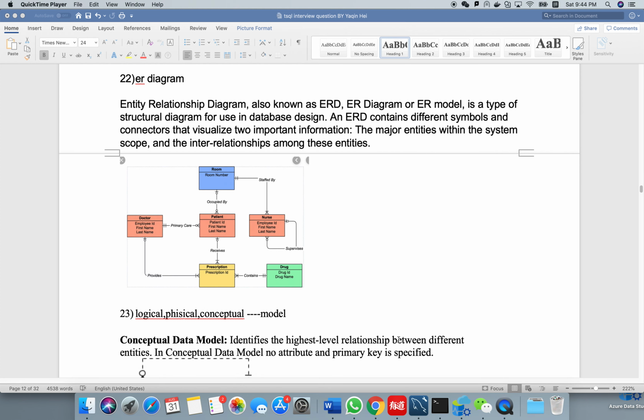22. ER diagram. ER diagram is the entity relationship diagram, also known as ERD, ER diagram, and ER model. It's a type of structured diagram for use in databases. It just shows the entities and the relationships between them. This is the ER diagram.